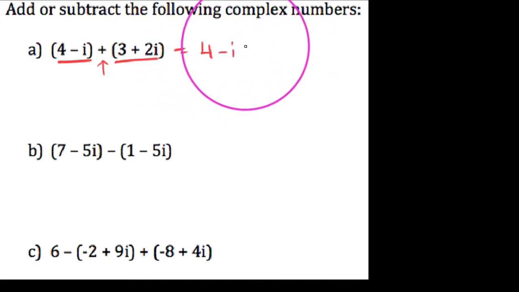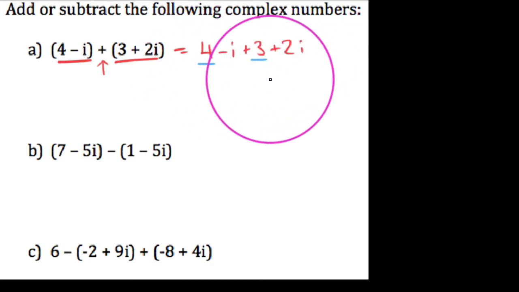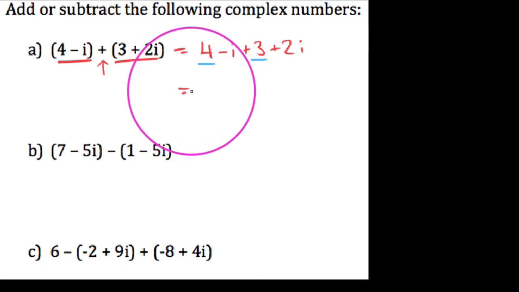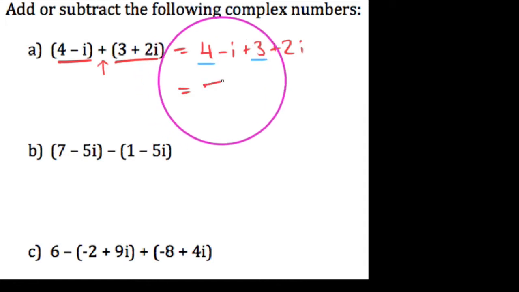So we've got 4 minus i plus 3 plus 2i. In this case, we want to start by just combining the real parts. So my new complex number would have a real part that combines the 4 and the 3. So 4 and 3, they combine like terms out to be 7.